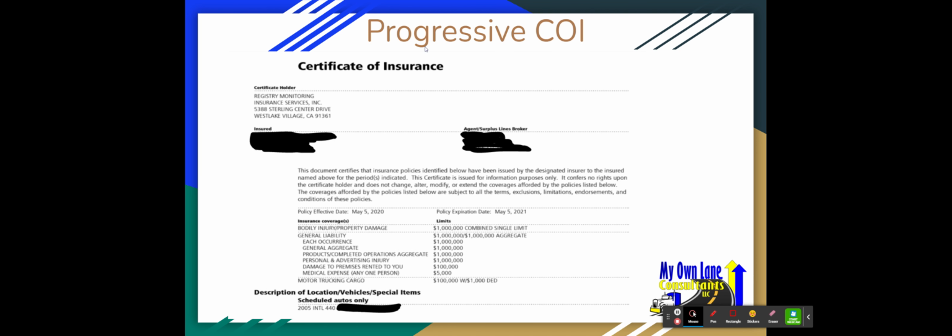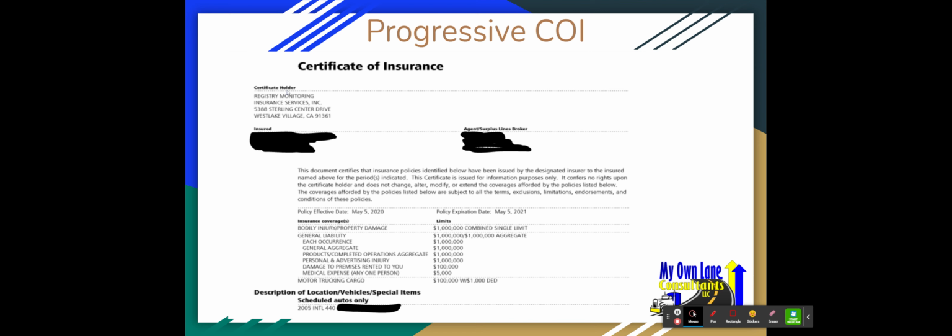So there's two different types of forms when we talk about a certificate of insurance. The first one is called an ACORD, and the second one, and I actually misspelled this, is Progressive's very own certificate of insurance. So Progressive has their own type of certificate of insurance, being the largest trucking insurance company out there. They can get away with this, but it has all the same information.